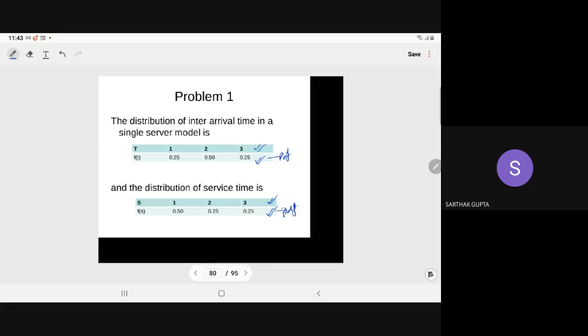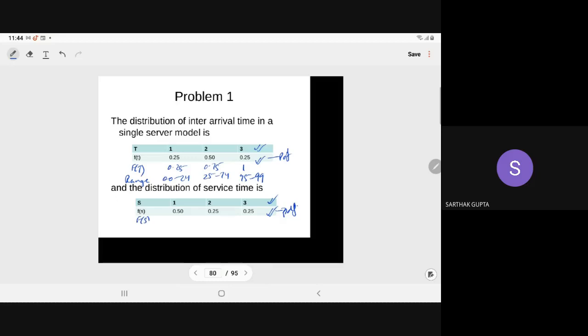From this you can say what the CDF is. It is 0.25, 0.75, and 1. So what is the scheme for the discrete distribution? You know the scheme: 00 to 24, 25 to 74, 75 to 99. If the random number lies between these, we consider the corresponding inter-arrival time.